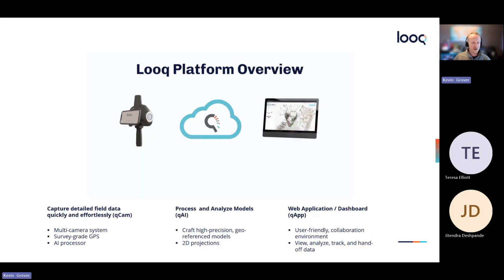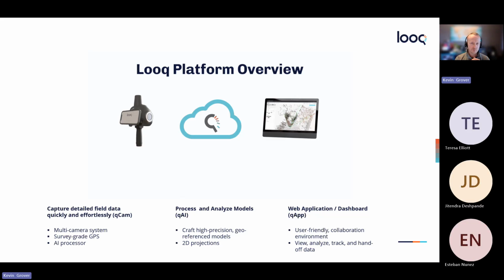Just to dive through here, an intro to Looq, if folks aren't familiar with our platform just yet. We are a handheld photogrammetric survey capture device. Our device is called a QCam, which is a 4-camera system. It has a GNSS survey grade system on it, as well as some onboard processing. It allows you to do quick mobile capture with a handheld device as you're walking. Our processing platform is called QAI. That's the brains behind it, and it allows us to do the cloud-based photogrammetric processing. It fits the data and generates a 3D point cloud from the data set.